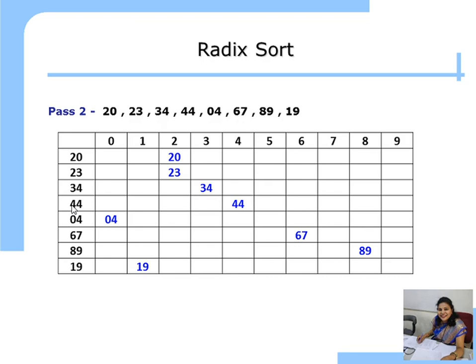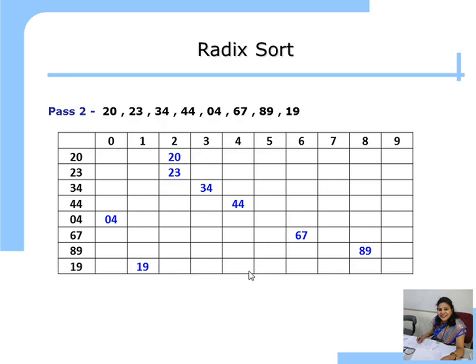In 44, 4 is at the tens position, so we put 44 in the fourth bucket. 04 has 0 at the tens location, so we put 04 in the 0th bucket. 67 has 6 at the tens position, so we put 67 in the 6th bucket. 89 has 8 at the tens position, so we put 89 in the 8th bucket. And 19 has 1 at the tens position, so we put 19 in the first bucket.